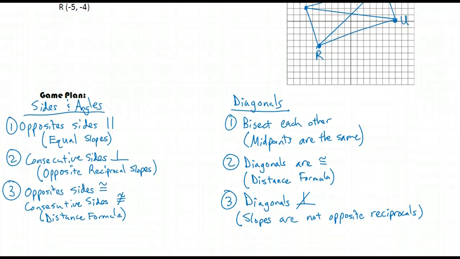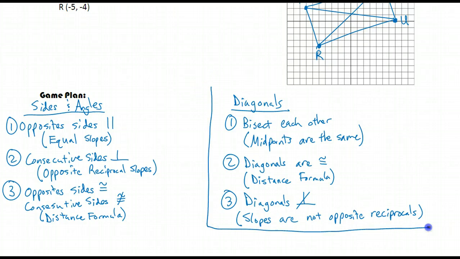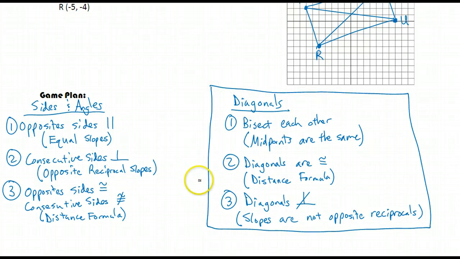Both of these game plans prove that I have a rectangle and only a rectangle. Either game plan works. I just need to decide which one I want to use. I'm going to decide to use the diagonal game plan. I can pick either one. The thing I don't want to do is jump back and forth. If I start with the diagonals, I want to use diagonals throughout. If I start with sides and angles, I want to use sides and angles throughout. I don't want to pick this one, and then this one, and then this one. I want to stick to a game plan.